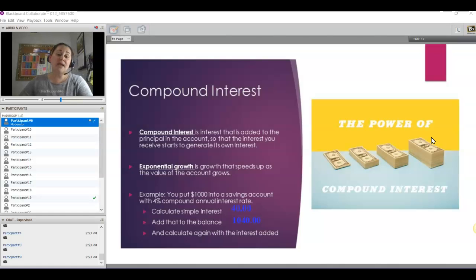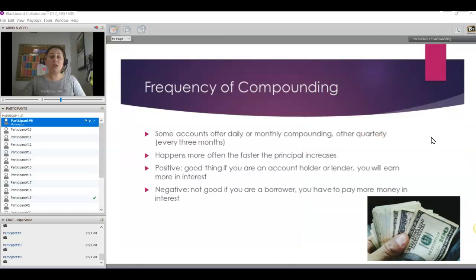So with that being said, compound interest can be both a good thing and a bad thing. Obviously, there's frequency to it. You have three options. It can compound daily, monthly, or quarterly. The more you have in the account, the faster it will compound, okay? Now, I said there's a positive and a negative. The positive is if you're an account holder with a compound interest account, that's great because you're earning more money on your money.